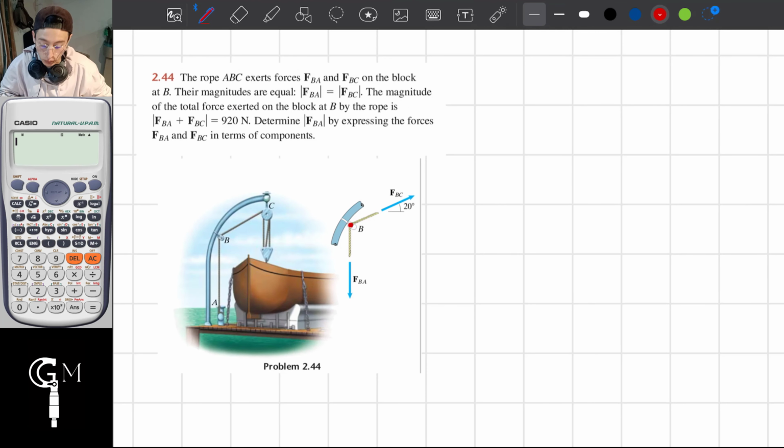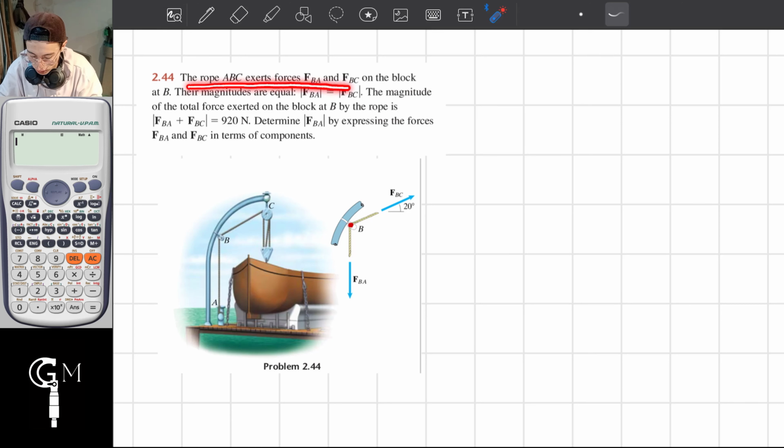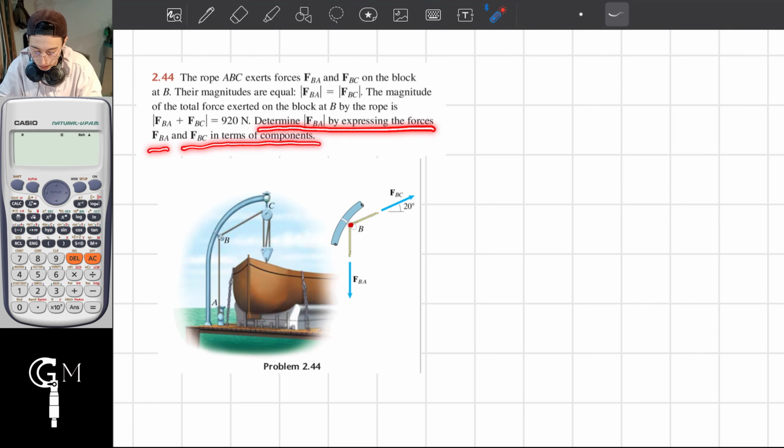We will solve the following exercise. The exercise is number 2.44. The rope ABC exerts forces FBA and FBC on the block at B. Their magnitudes are equal: FBA equals FBC. The magnitude of the total force exerted on the block at B by the rope is FBA plus FBC, and this is equal to 920 newtons. Determine FBA by expressing the forces FBA and FBC in terms of components.